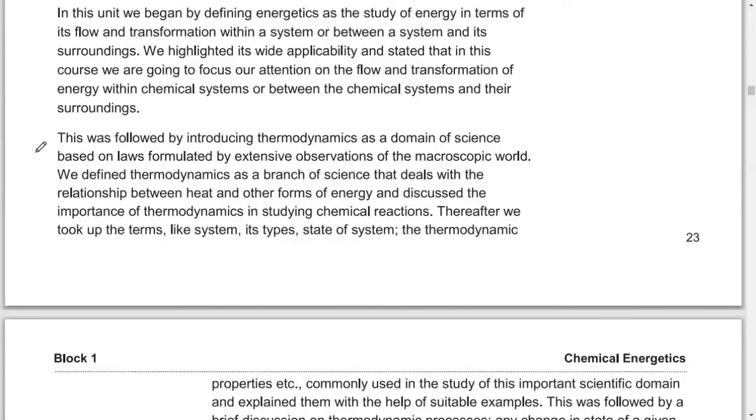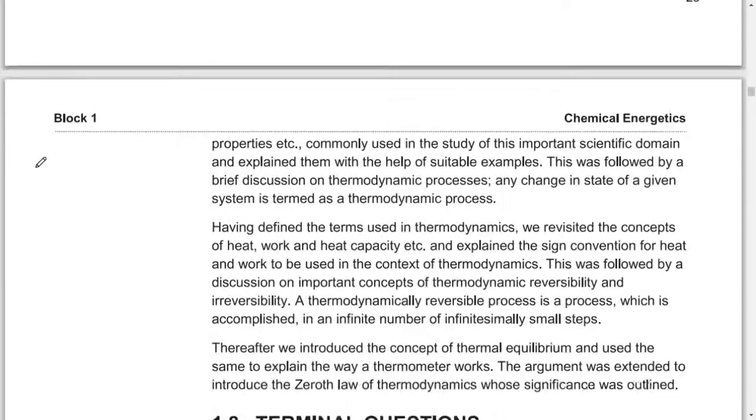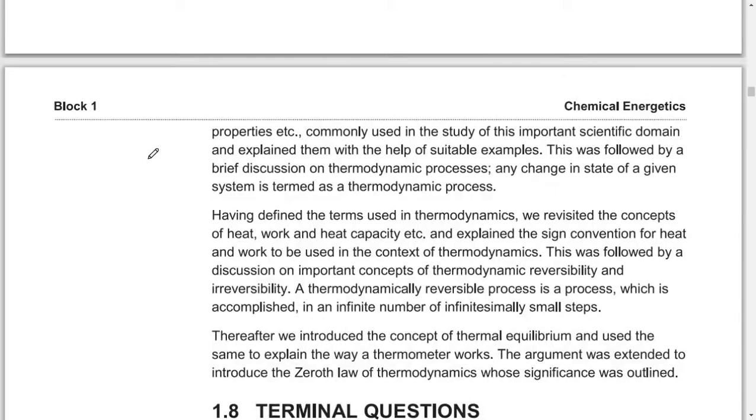This was followed by introducing thermodynamics as a domain of science based on laws formulated by extensive observation of the macroscopic world. We defined thermodynamics as a branch of science that deals with the relationship between heat and other forms of energy and discussed the importance of thermodynamics in studying chemical reactions. Thereafter, we took up terms like system, its types, state of system, thermodynamic properties, etc., commonly used in the study of this important scientific domain, and explained them with the help of suitable examples.